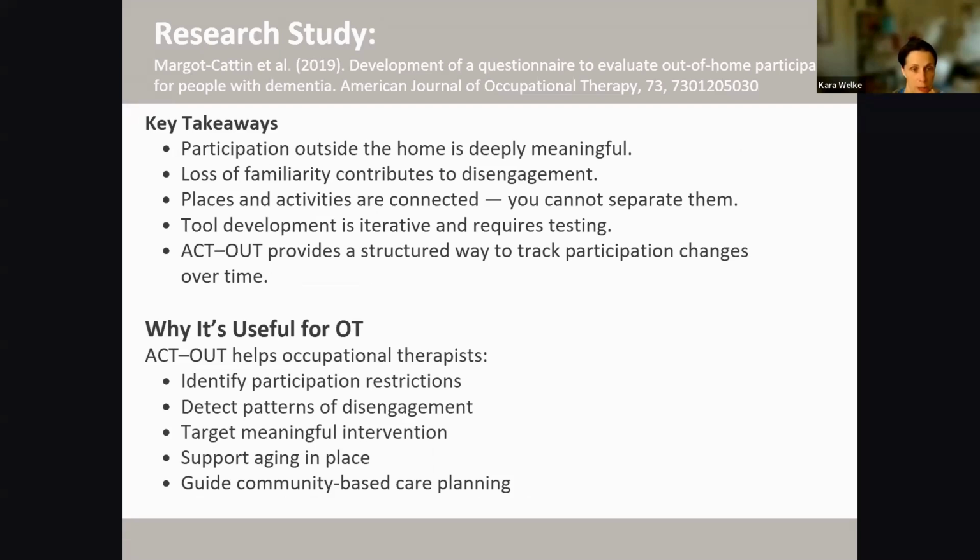Loss of familiarity contributes to disengagement. Places and activities are connected. You can't separate them. Tool development is iterative, I can say that word, and requires testing. And the ACT OUT provides a structured way to track participation changes over time. So you complete the ACT OUT, you figure out what they really liked to do, what they aren't doing, and then how can we help them be able to do that. And then you can complete the ACT OUT again to show how we're making improvements to get people to participate in activities outside of the home.